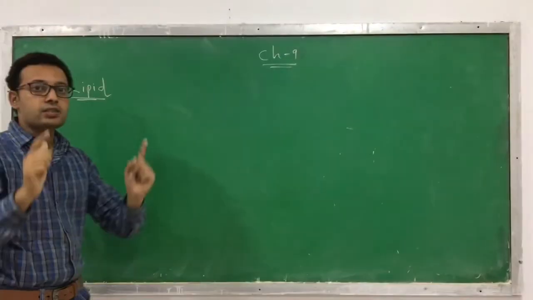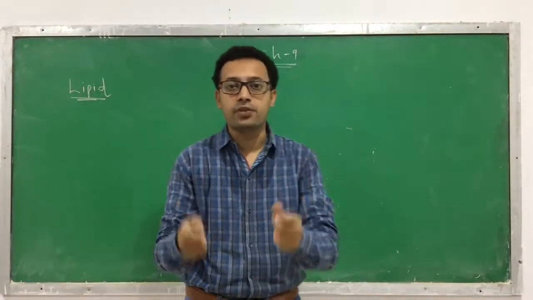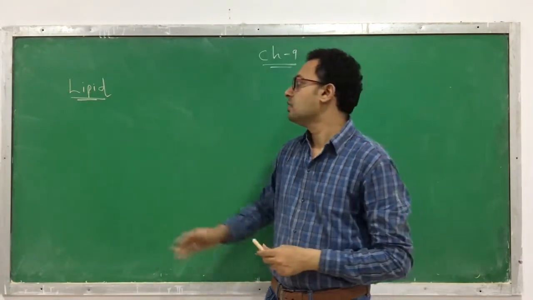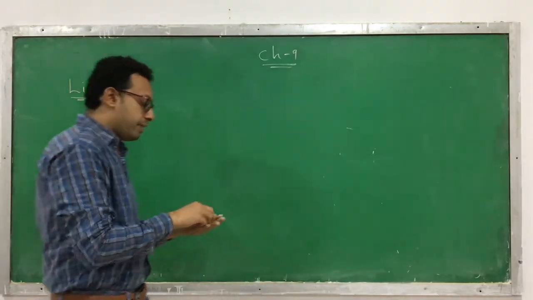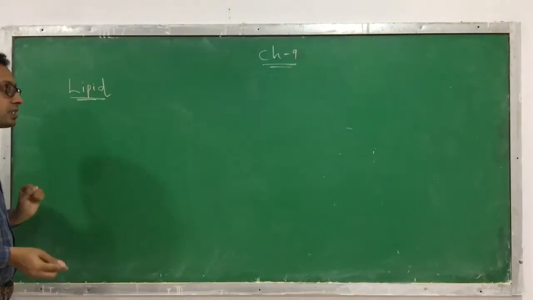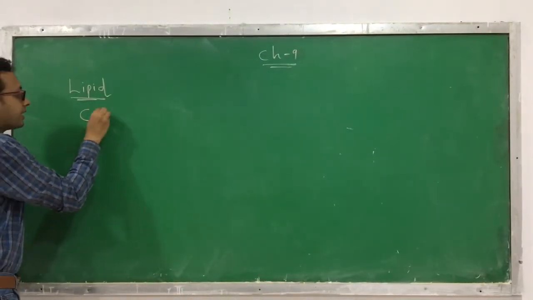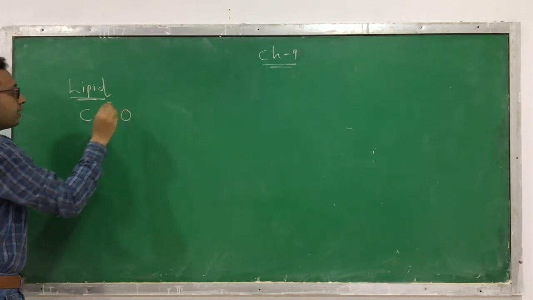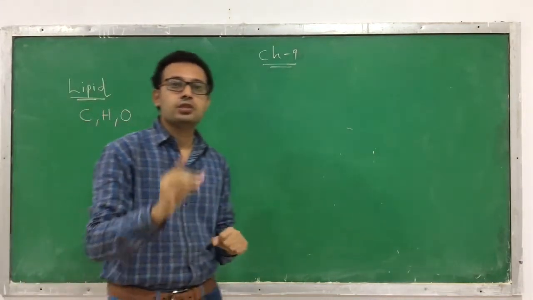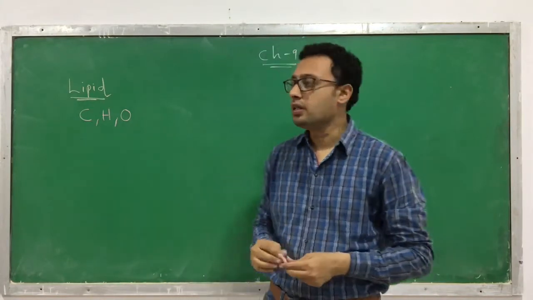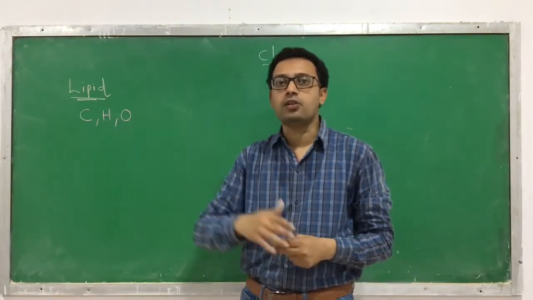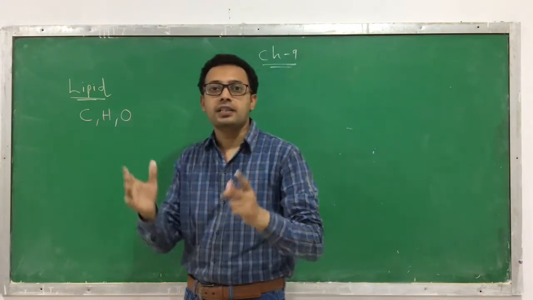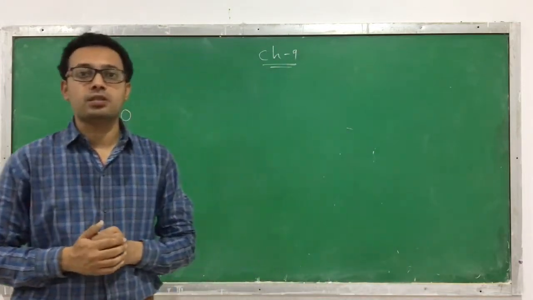Lipid is an organic biomolecule that you can find in a living organism. So what is a lipid? Lipids are made up of certain elements. Which elements are present in a lipid? Carbon, hydrogen and oxygen. These are the elements present in lipids.